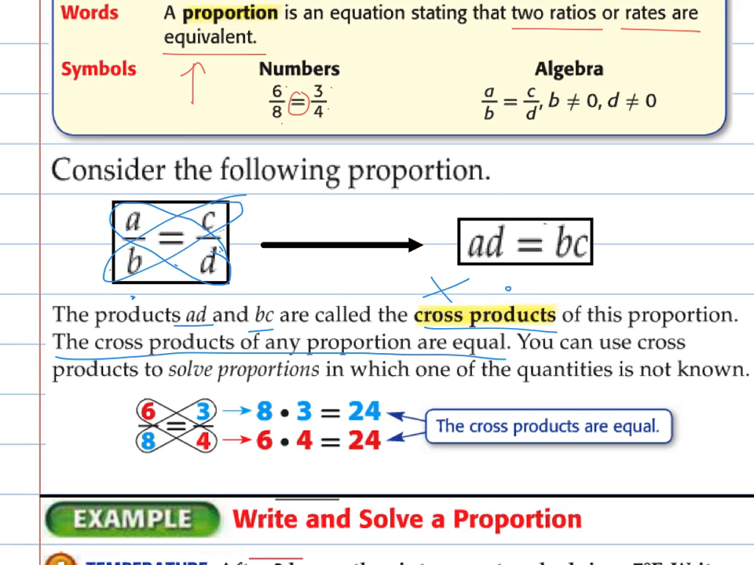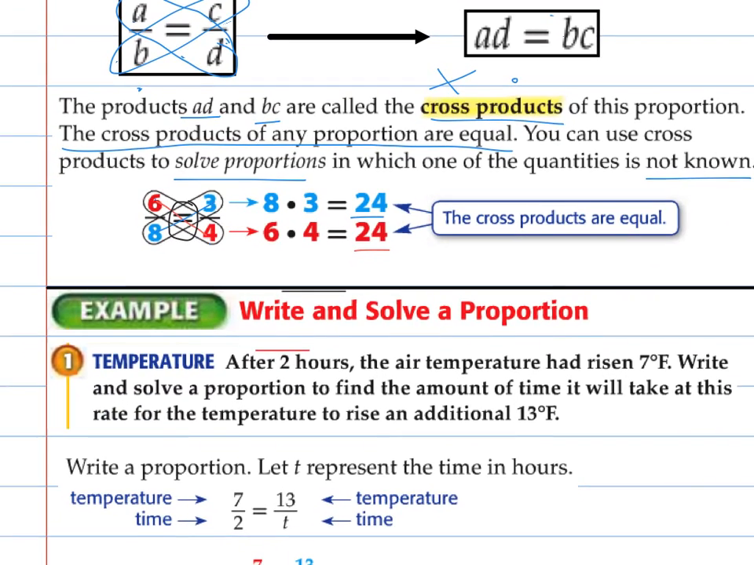You can use cross products to solve proportions in which one of the quantities is not known. So when we have a variable in place of one of these numbers, we can solve for that number by doing cross products and solving an equation, which we have experience with. So if you notice, 6 times 4 is 24, and 8 times 3 is also 24. That means that these two ratios or rates are proportional. They are equal.